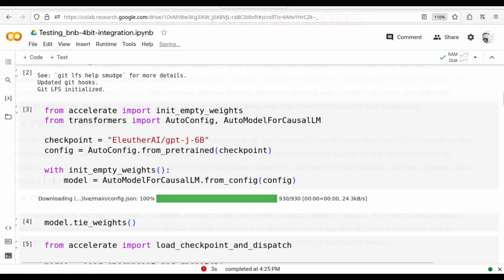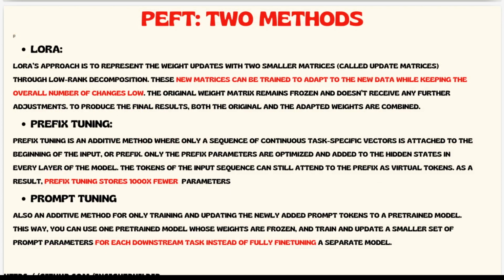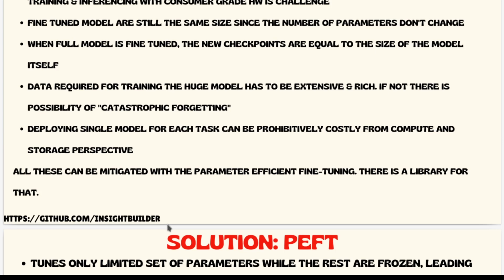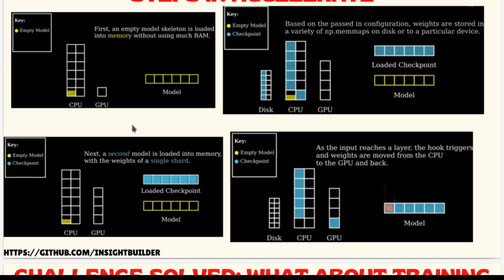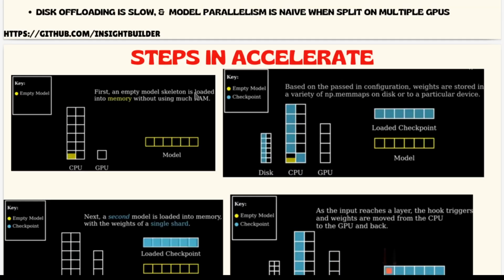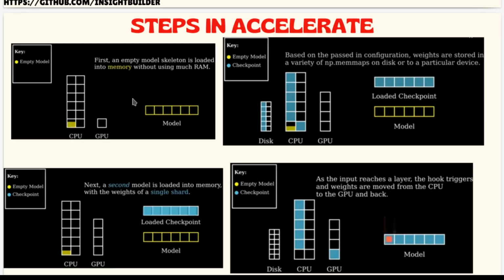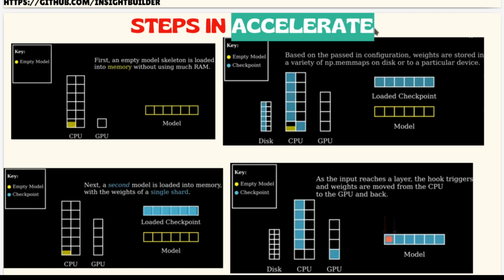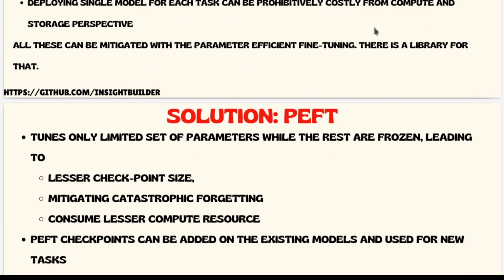Now let us go back to the PDF again. Just to recap, I was talking about this process in Accelerate. You saw how the model empty weights got initiated, how the checkpoint got loaded, and how the model moved from the checkpoint to the CPU and then to the GPU. You saw all this process in the Colab notebook, and I was talking about the Accelerate library, right? Let us continue with PEFT right now.